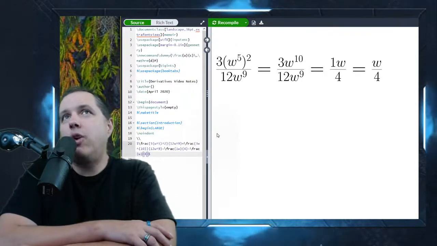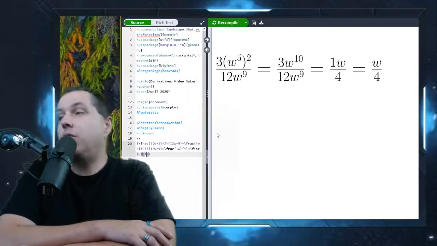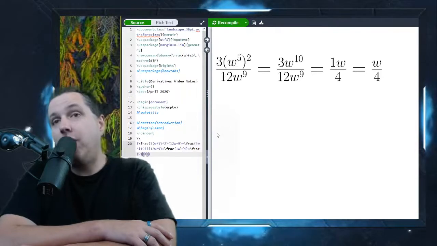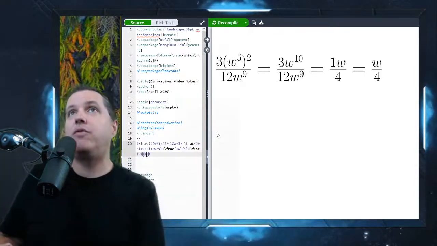So this one only required 2 or 3 steps. When you get to those level 3 problems, you're going to be doing a bunch of steps at once. Or not at once, but you're going to have 4, 5, 6, 7 steps that you have to do before you finish the thing.